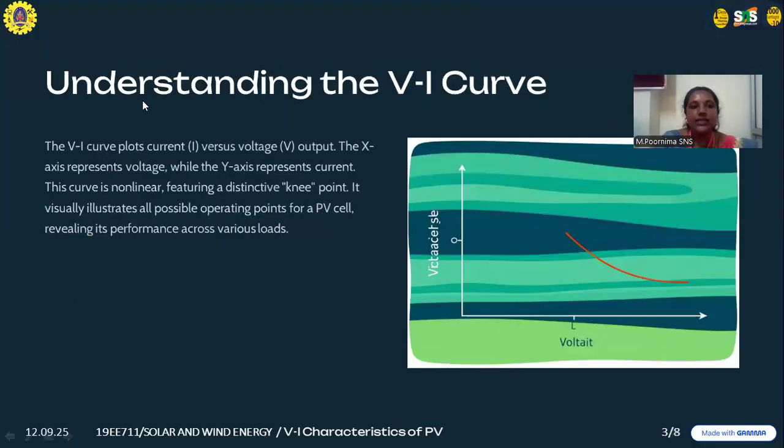Now, coming to understanding the VI characteristics. Here comes the VI curve. The VI curve plots current versus voltage. The x-axis represents the voltage and the y-axis represents the current. This curve is non-linear, with key features such as a knee point, and it visually illustrates all possible operating points for a PV cell, reflecting its performance across variable loads.